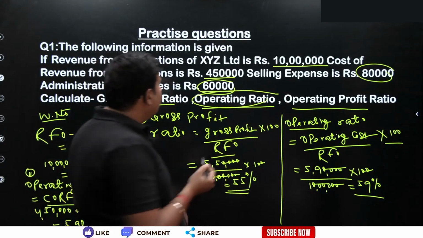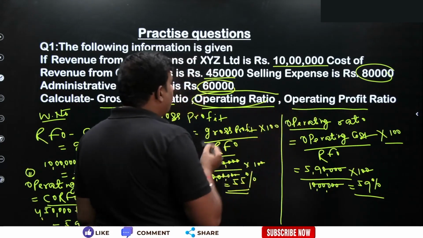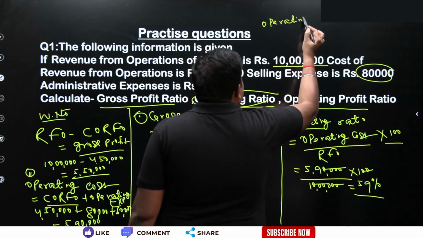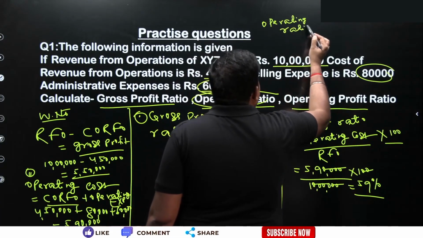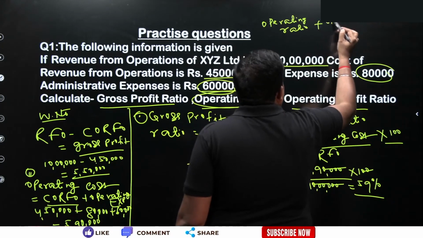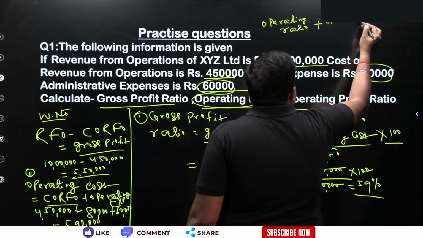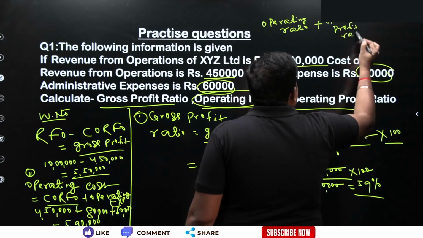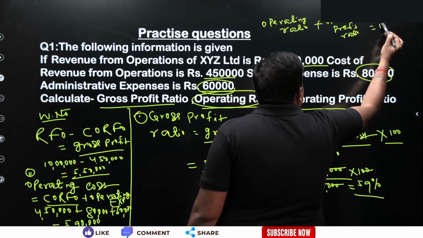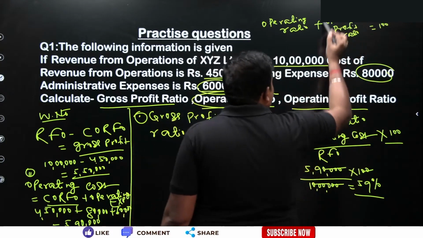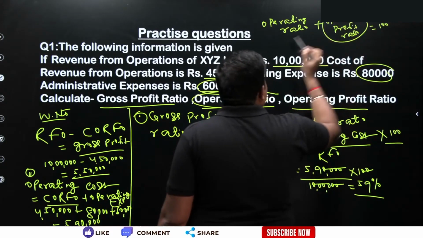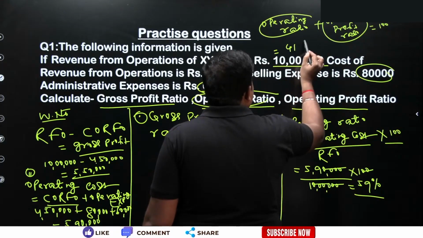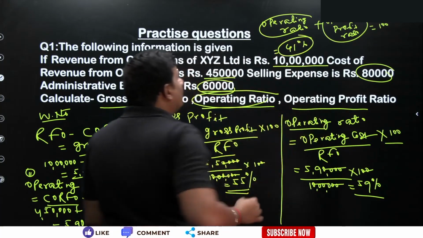Now suppose in this question you do not need to calculate this operating ratio, so how can we deal with that? We know that operating ratio plus operating profit ratio will give you 100%. Suppose if your operating ratio is 59%, so what would be your operating profit ratio? 100 minus 59, so 41% would be your operating profit ratio.